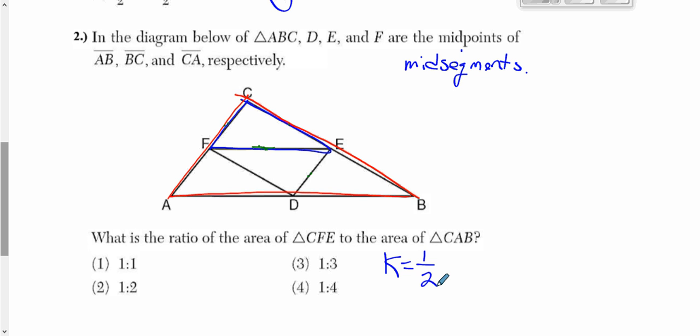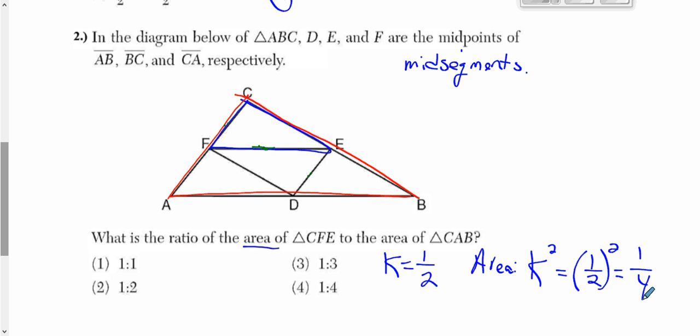But they asked about the ratio of the area, the scale factor for the area. What do they say to do to this scale factor? Square it. Yes. What is 1/2 squared? 1/4. So for area, we have to do k squared. It's half, which equals 1/2 squared. What's 1 squared? 1. What's 2 squared? 4. So the area is 1/4 the area of the original.